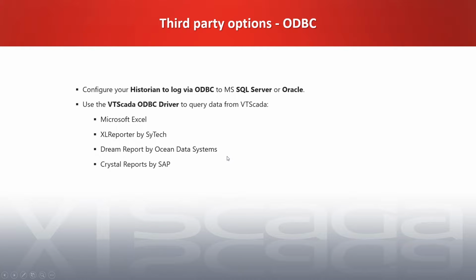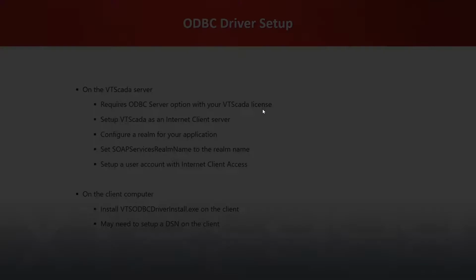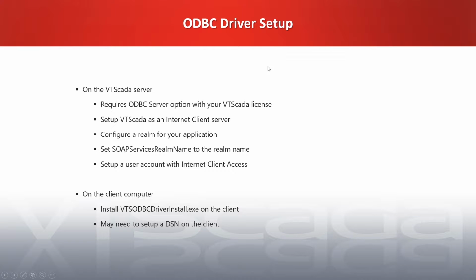So what do you do when you have the data available in an ODBC driver? You can connect to Microsoft Excel. You can use Excel Reporter by Cytec, or Dream Reports, or Crystal Reports. So you've got multiple packages you can use to connect via the ODBC driver, again, depending on how fancy you want to get. So for the ODBC driver setup, I covered a bit of this already.